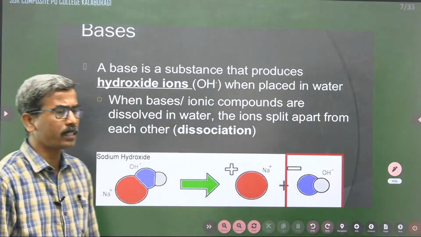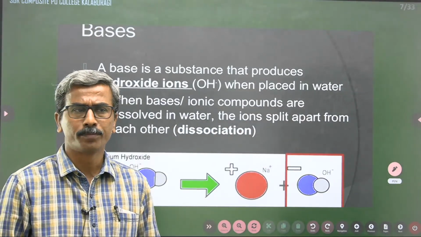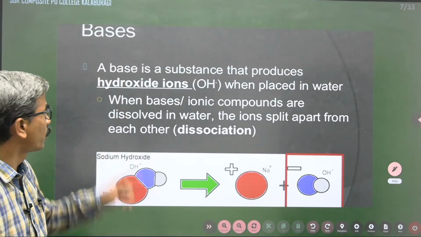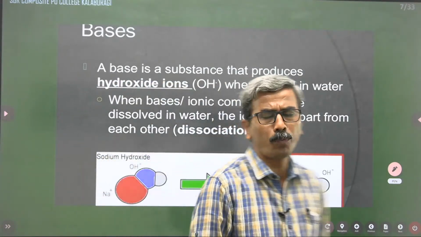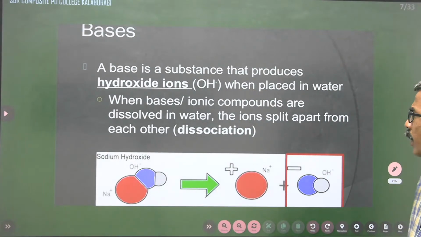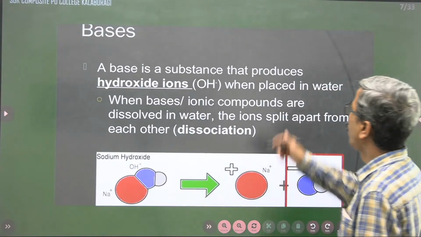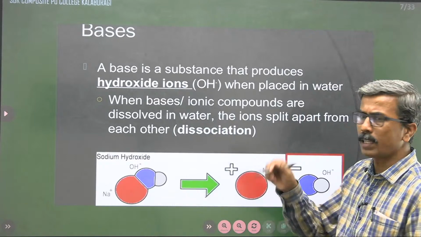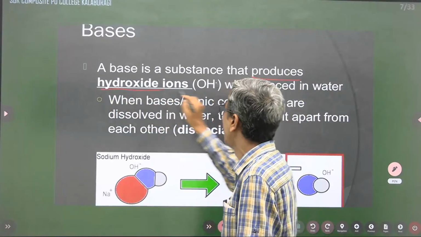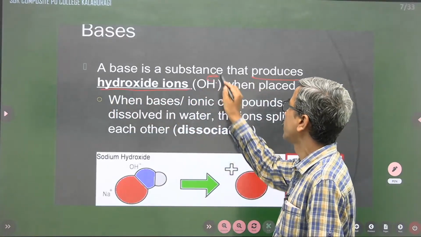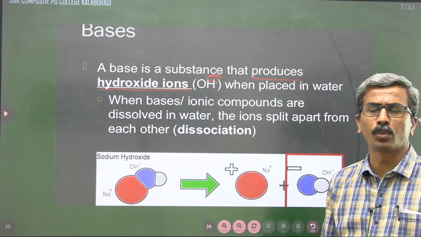As already in the case of acids, after giving some of the properties I defined what acids are. Now, in a similar way, with those common properties, we can define what bases are. Bases are substances that, when you place them into water, produce hydroxide ions, that is OH minus ions, in water. Those compounds are known as bases.